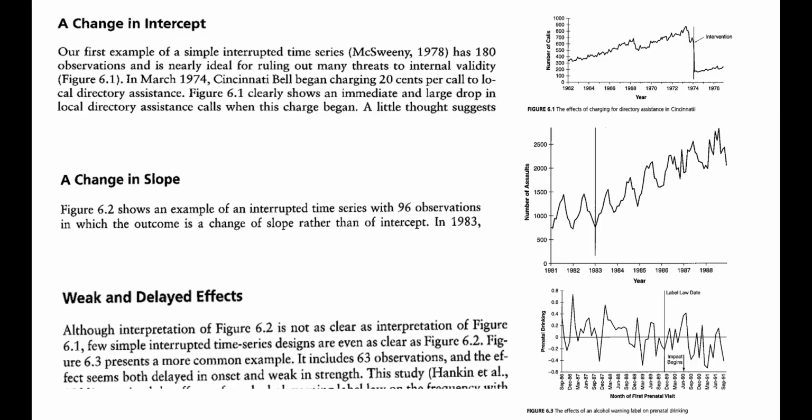We see in this example, Cincinnati Bell, the telephone company, began charging 20 cents per call to local directory assistance. So if customers needed to talk to the operator for help, that would cost 20 cents. Figure 6.1 on the top right clearly shows an immediate and large drop in local directory assistance calls when this change began. And if we look on the top right, we can see that the number of calls for directory assistance had steadily increased between 1952 and 1974.